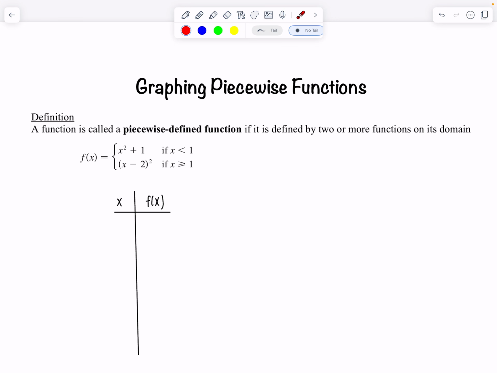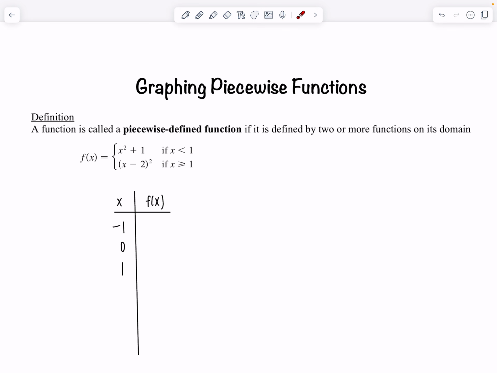So on the table, I'm going to put a few values that are smaller than 1. Okay, let's do -1, 0, and I am going to add 1 to the table. And you might say, Professor V, I think you've gone cuckoo. It says x is less than 1. We can't plug in 1. You're right, but I want to get as dangerously close to 1 as possible.